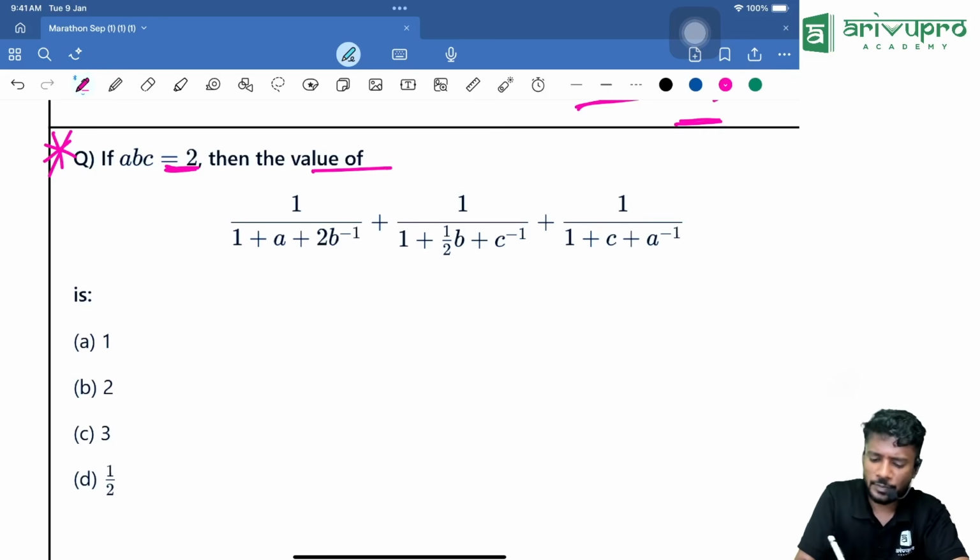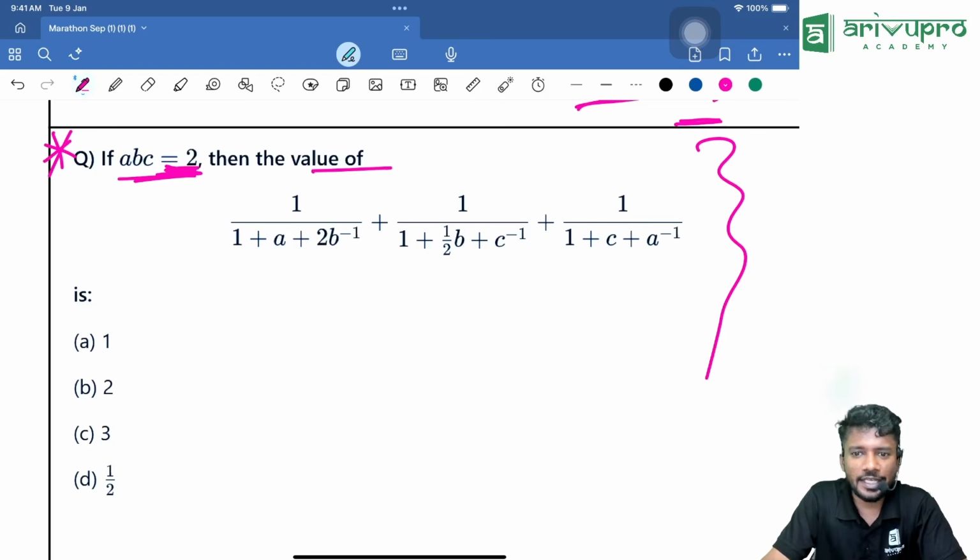Okay, everyone, just take a screenshot of this question. You can do this. Okay, please try. I know the answer. Somebody told the answer also. Someone told 1, someone told 2. Yes, either of that can be the answer.